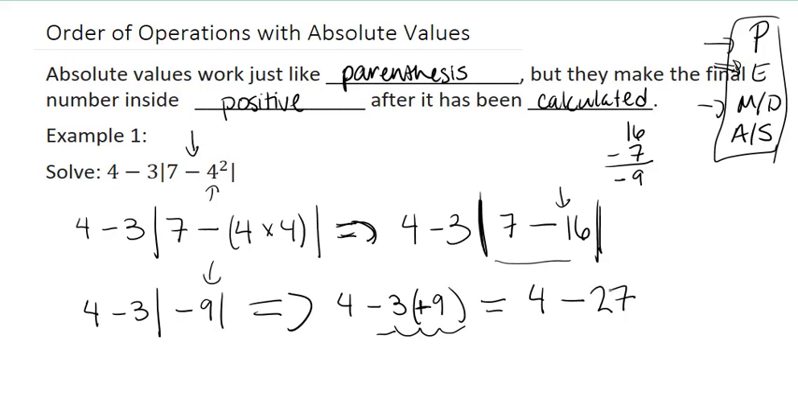And so now our final step will be to do this subtraction. And we'll just do it right here. So we have 27 minus 4. 7 minus 4 is 3, and then we have the 2. And because the 27 is larger than the 4, we keep the sign of the larger number. So our solution will be negative 23. So let's look at another example.